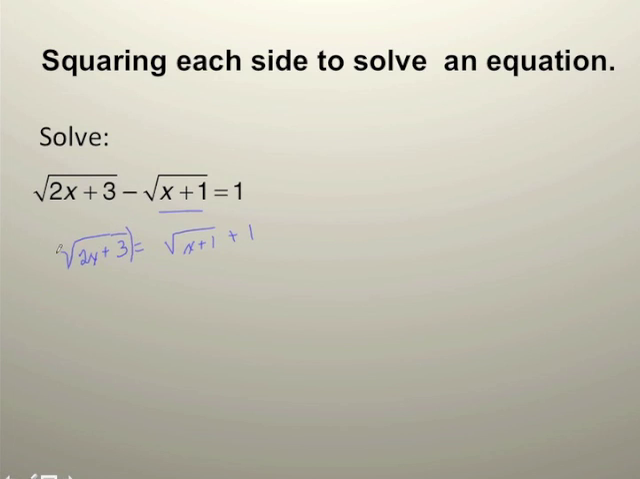Now I have to square both sides. And I'm squaring the whole side, not the parts of the side, but the whole side. So the square root of 2x plus 3 squared is 2x plus 3, and I'm good. But now I'm squaring the whole side. So square the first term, I'll get x plus 1.